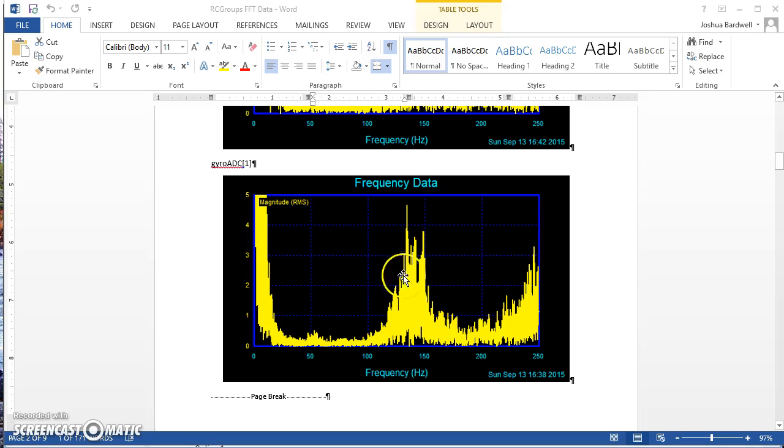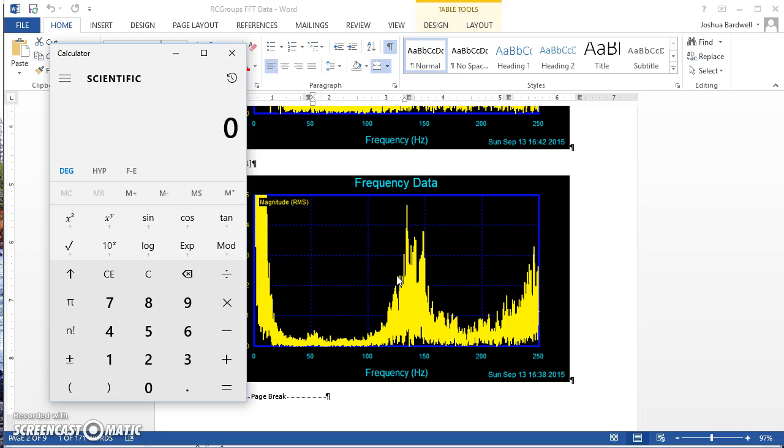Well, the second, the half, one half frequency. So I guess that's actually the first harmonic. So if we pull up the calculator, let's say we have a 2300 kV motor, and let's say we're running a 3S battery. Let's say it's at 11.4 volts.